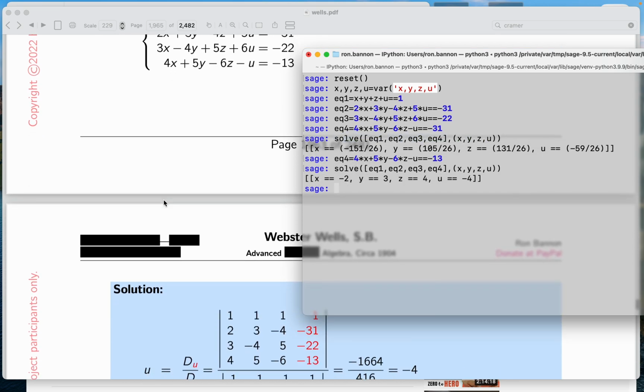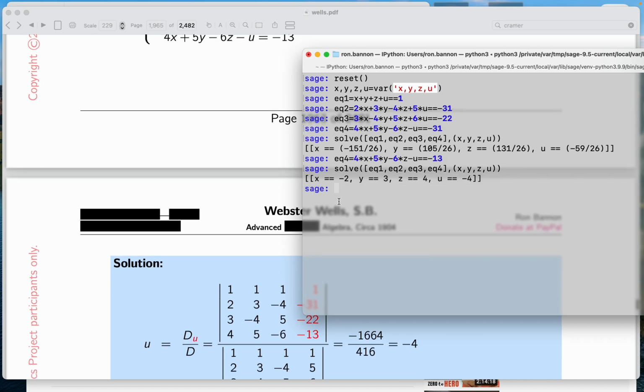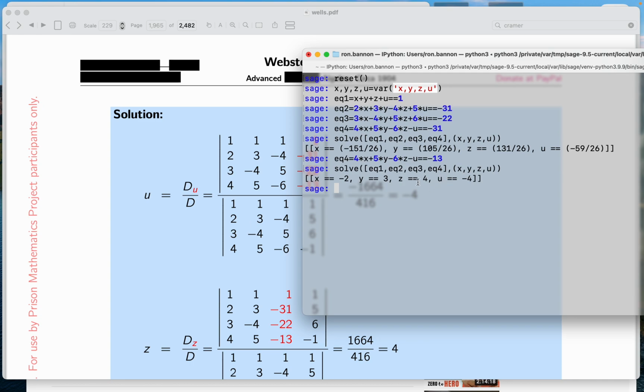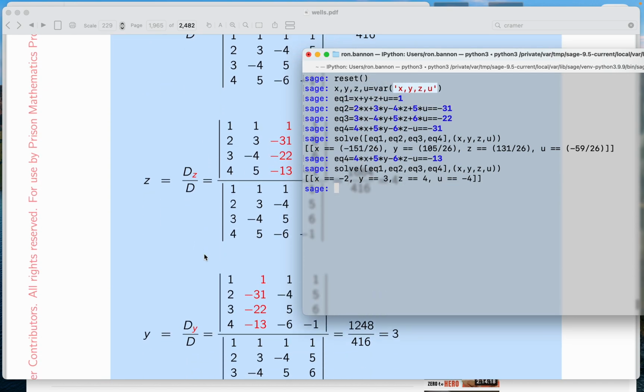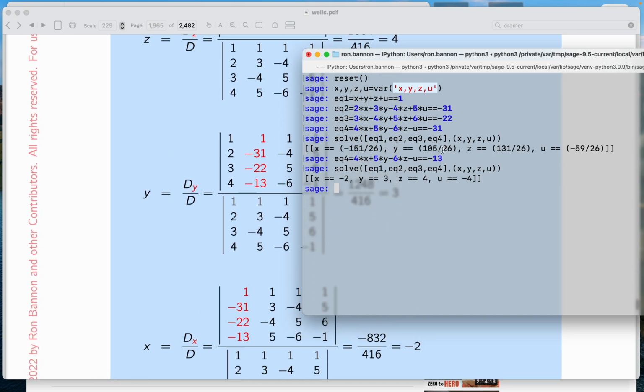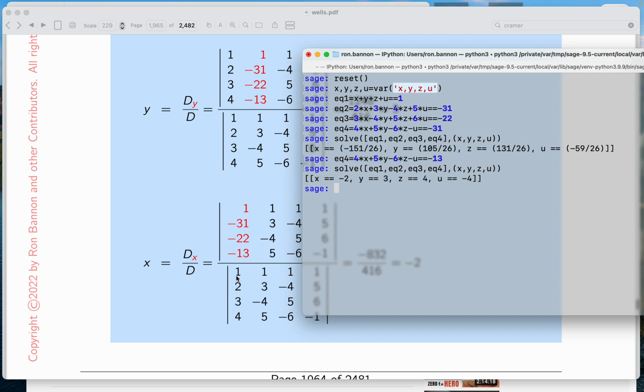So let's take a look. And did I get the u to be minus 4? Yes, I did. By Cramer's rule. Did I get the z to be 4? Yes, I did. Did I get the y to be 3? Yes, I did. Did I get the x to be minus 2? Yes, I did. Everything is working out as advertised.